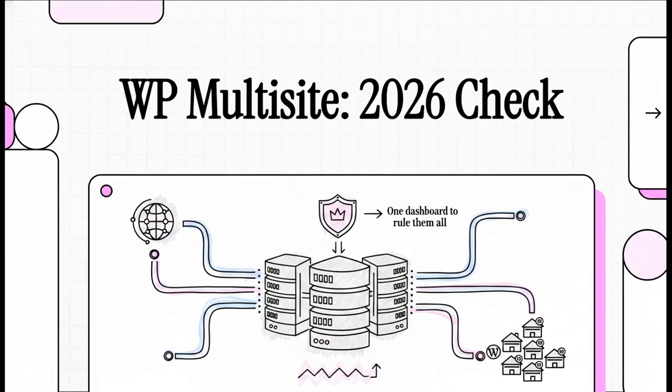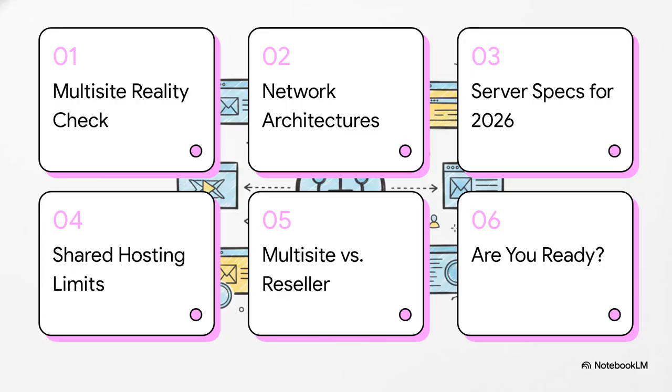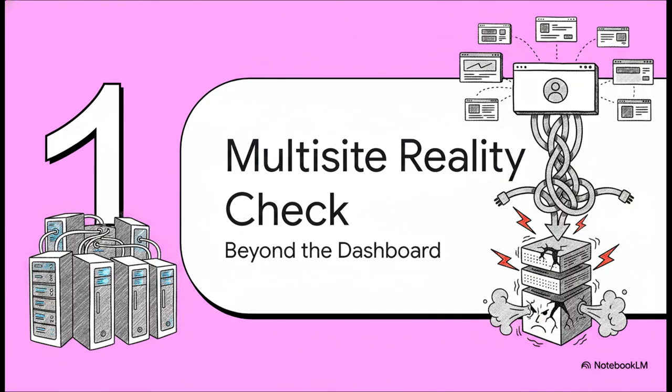Today, we're demystifying the intense server requirements it actually takes to keep a multi-site network not just alive, but lightning fast. Here's a quick look at our roadmap for today. We'll start with a multi-site reality check, explore the 3 core network architectures, and lay out the hard server specs for 2026. Then we'll look at the exact moment shared hosting fails and uncover a massive architectural mistake digital agencies make.